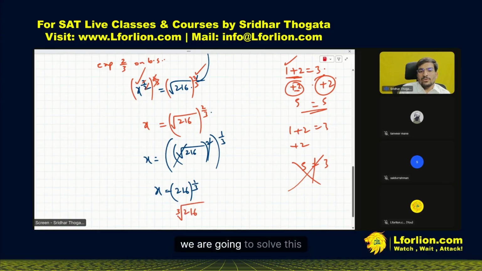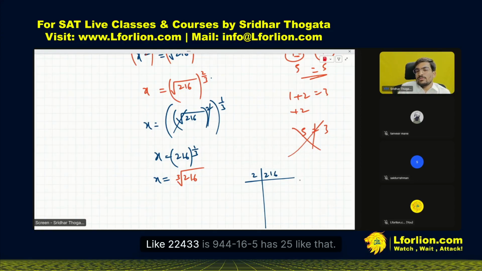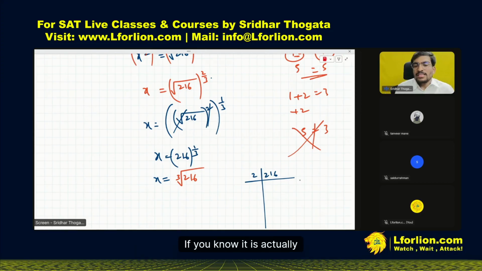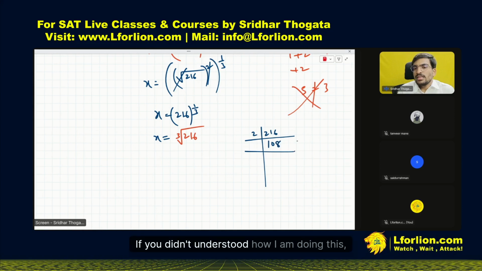So now we are going to solve this cube root of 216. What is 216? If you're good at squares and cubes, you'll be super fast. Like 2 twos are 4, 3 threes are 9, 4 fours are 16, 5 fives are 25. Like that, if you know, 6 into 6 into 6 will give you the result. If you don't know that, you have to do this factorization using the short division method. 2 ones are 0 and 8. If you didn't understand how I'm doing this, text me, I'll tell you in detail.